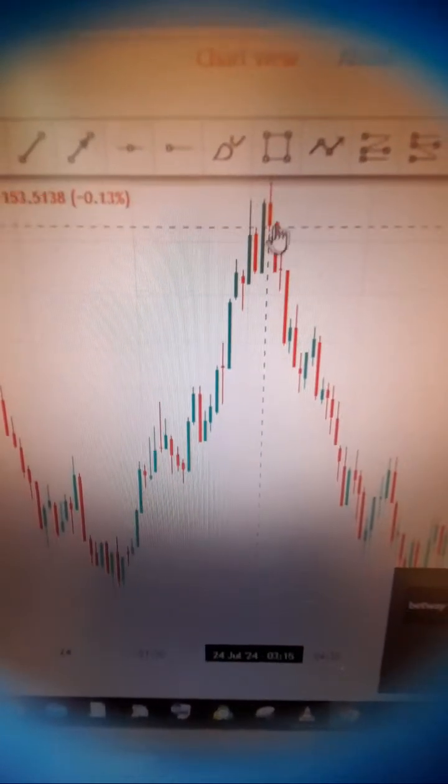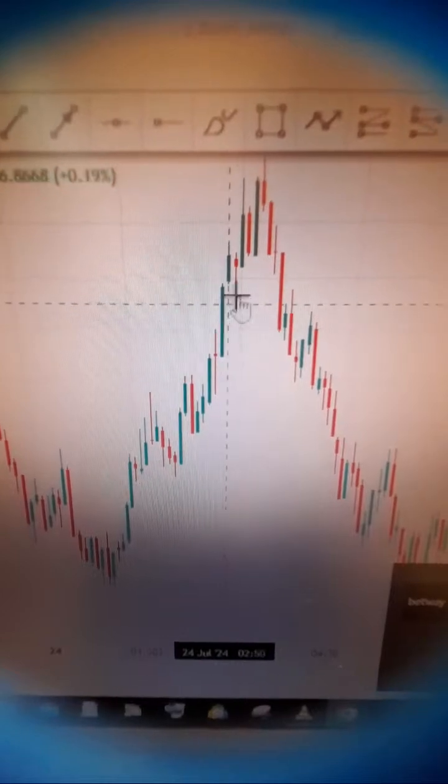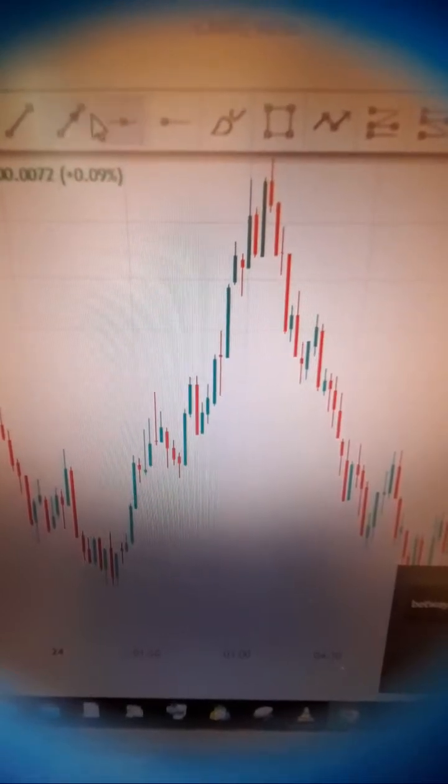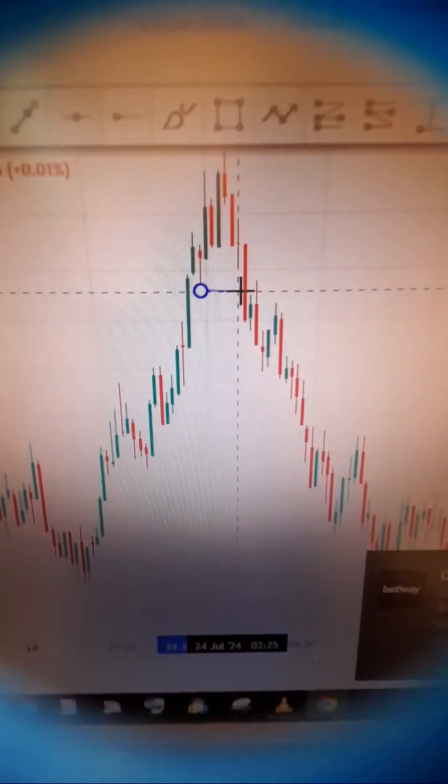Now you can see here we made a low, we made a high, we made a low, we made a high, and then we moved up. We can see that here is when we have what? A change of character, and then we break the structure at around this area. Is when we break the structure place.